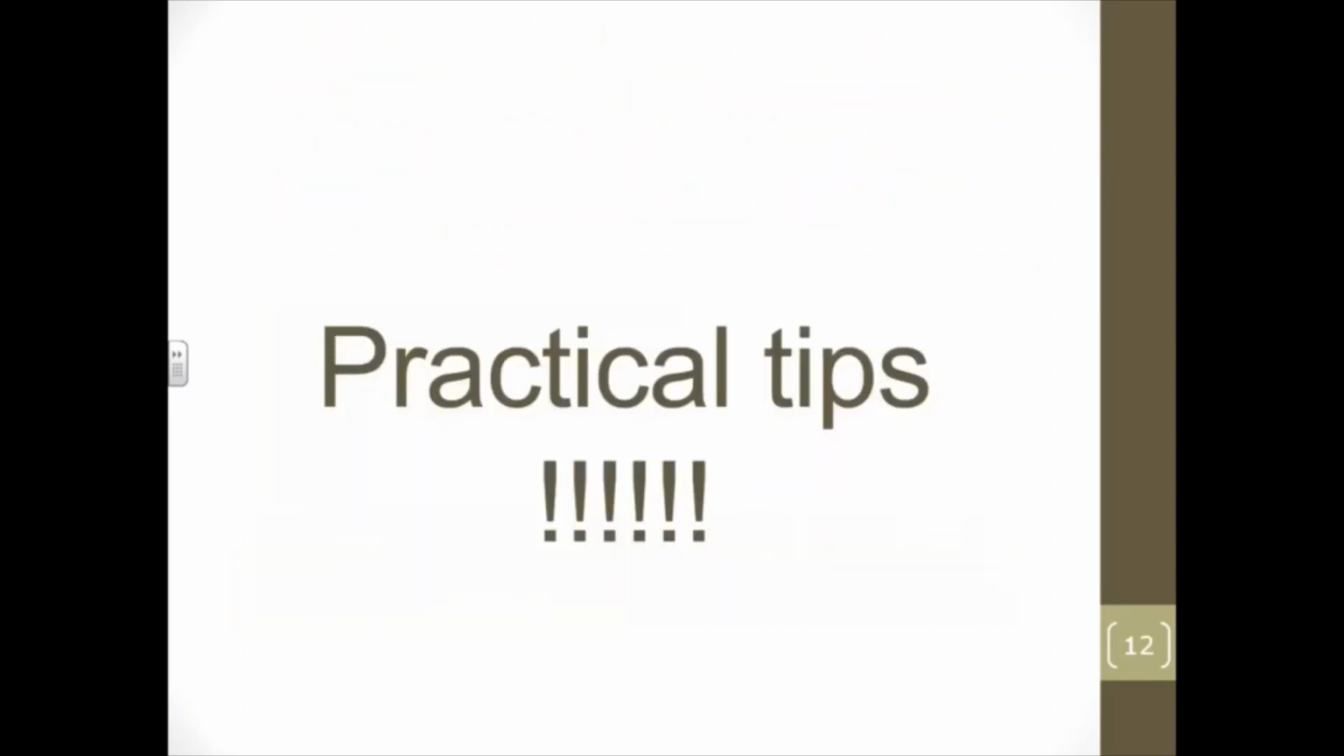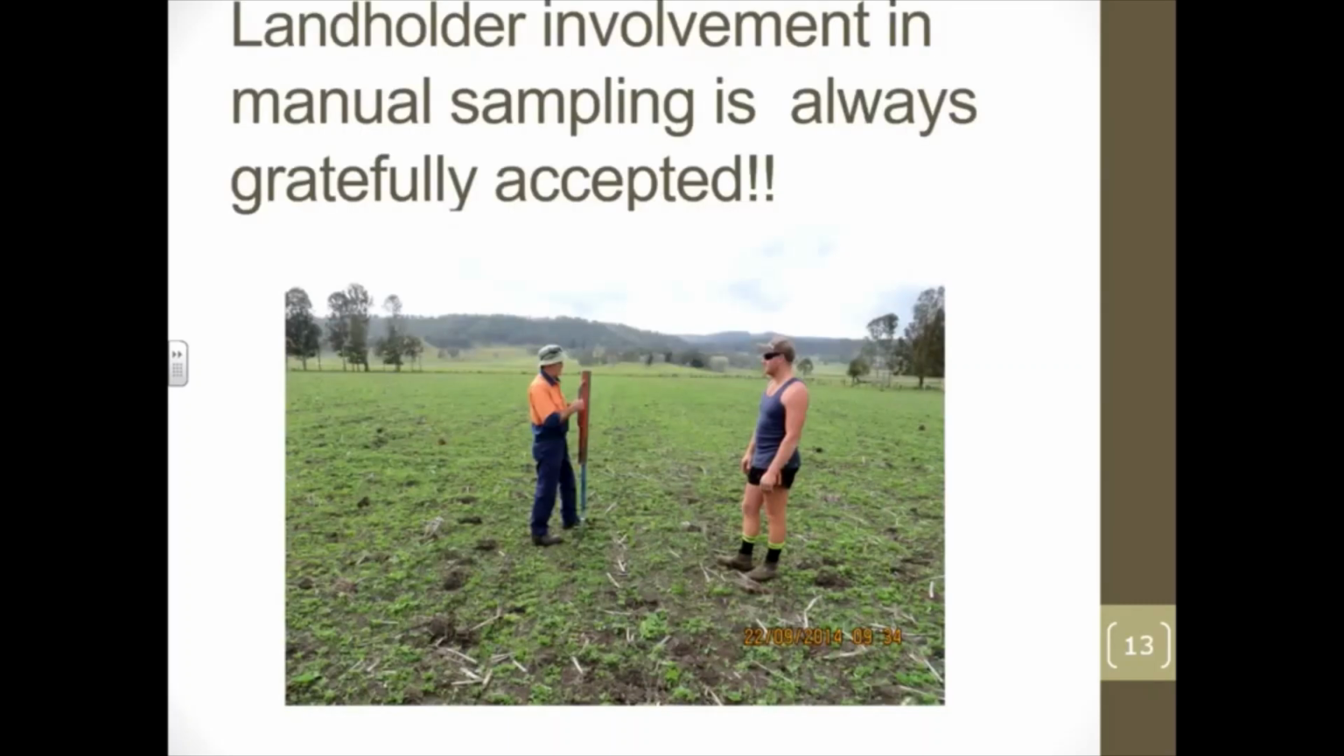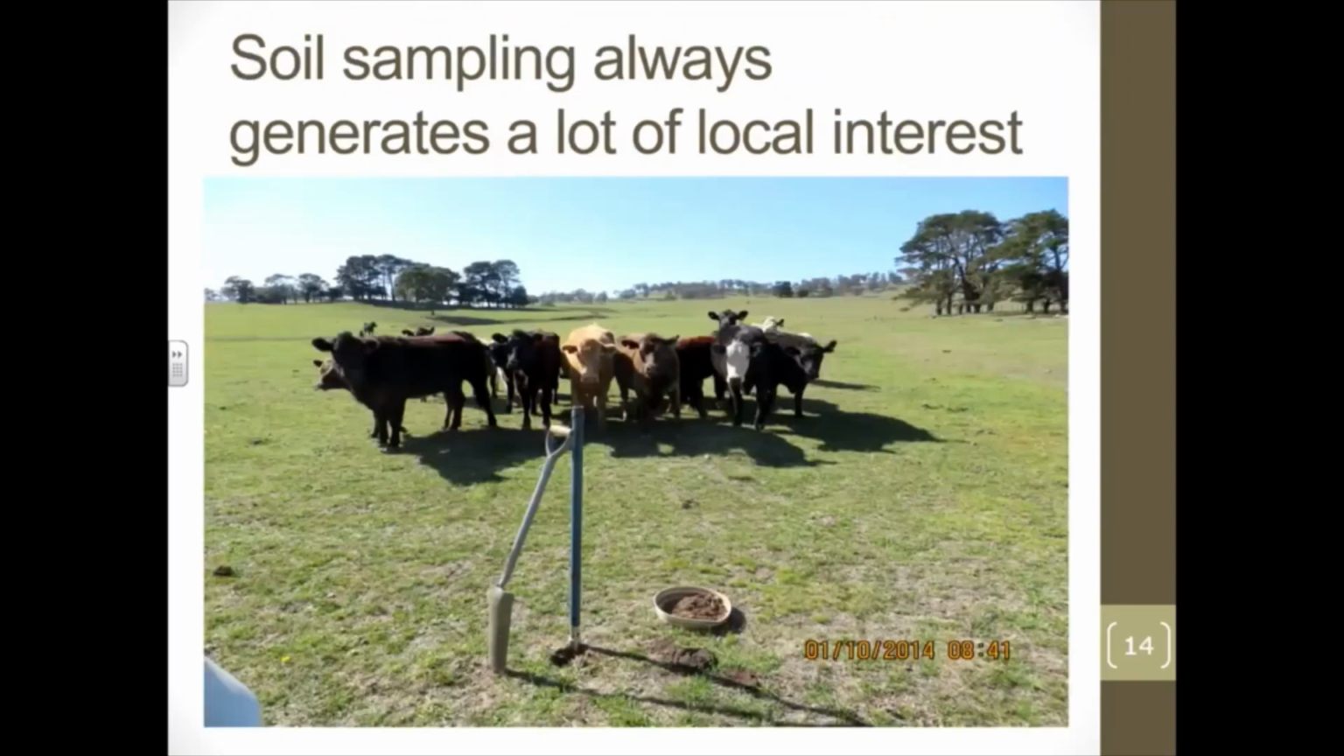Okay, practical tips, very quickly. One is, get landholders' involvement if you're doing manual soil sampling. Now, my mate here probably weighs about half this bloke, and this bloke, he sold it. He said, look, you don't have to spend any money on Jim this week if you come out and help me do the soil sampling. Good way of getting help. The other one is that locals are often very interested in your soil sampling, and the practical tip is these animals have very, very large hooves.